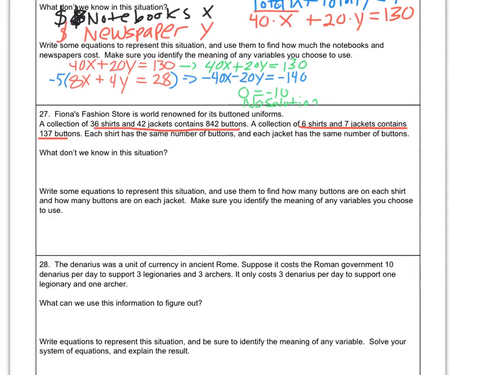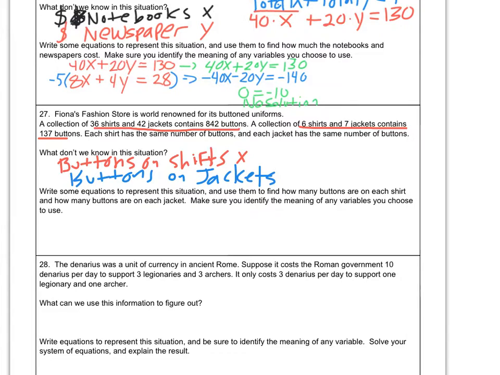Okay, so we know there are lots of buttons. I don't know how many buttons are on these different types of things. So maybe buttons on shirts, and that could be X, and maybe buttons on jackets could be Y. Alright, I can't spell things today very quickly, and there's my Y.